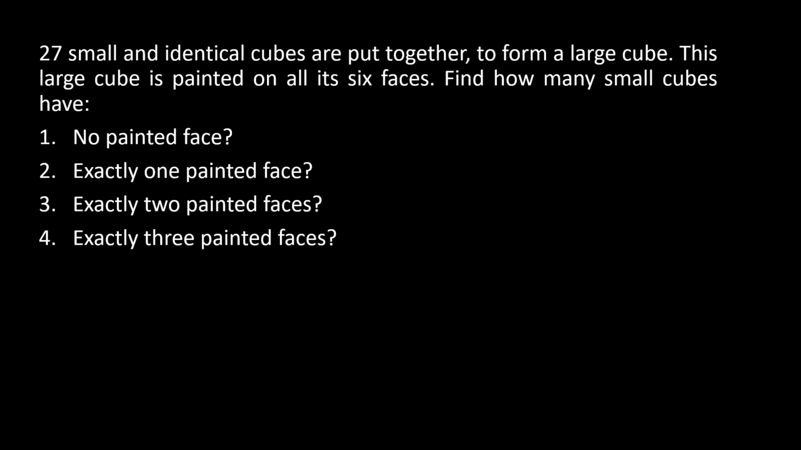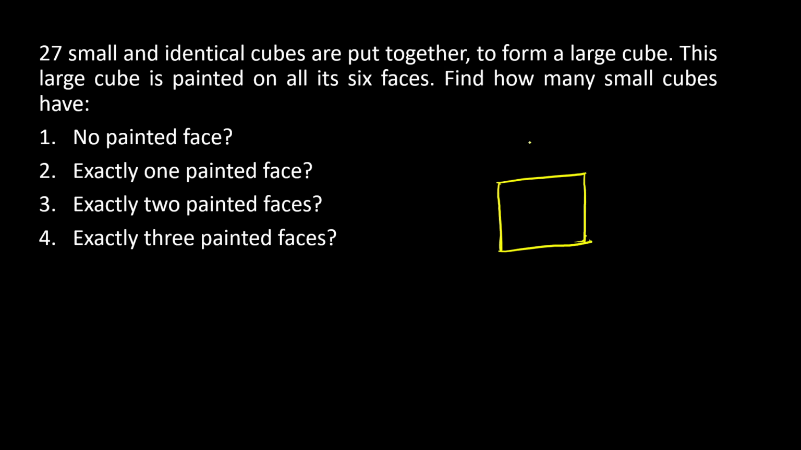Let us discuss the next model from this topic. If a cube is painted, read this question once. 27 small and identical cubes are put together to form a large cube. You guys can imagine a cube of this kind. In the question, it is mentioned that we have 27 cubes, and all the 27 cubes are put together to form a large cube. So you guys can assume a Rubik cube, or if required, I can show you how to draw a cube of this kind. I want you guys to draw it along with me.